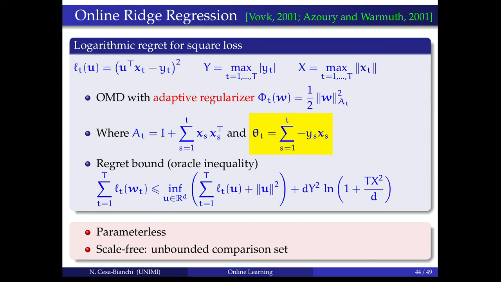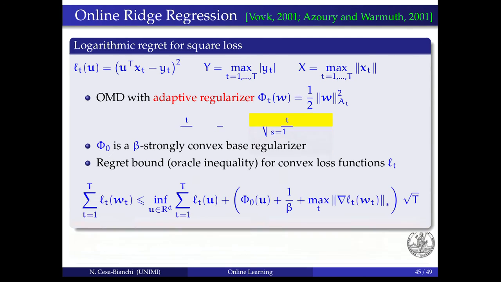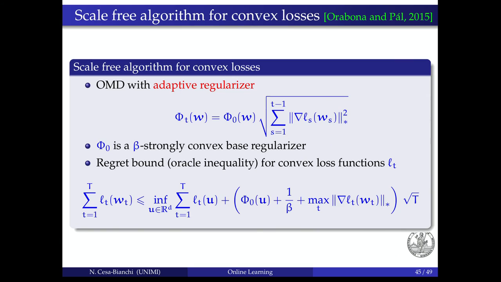And these are the parameters you can see here. So this is square loss, linear prediction with square loss. This is a parameterless algorithm, and this is scale-free. The algorithm doesn't have to know the scale of the problem. It will just be able to compete against any vector in the real space. Now there are more sophisticated scale-free algorithms for general convex losses. These are more recent results.